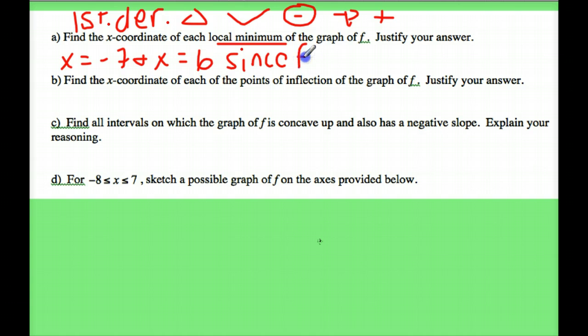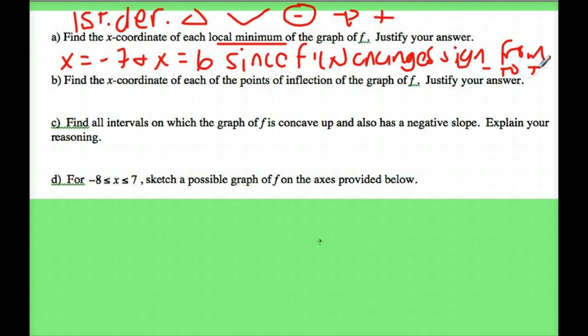since f prime of x changes sign from negative to positive. Okay.